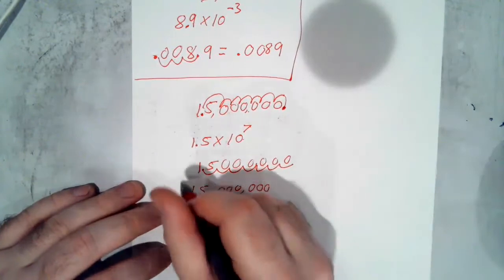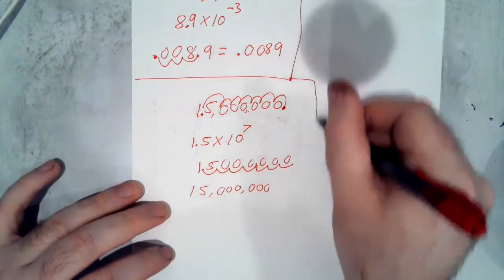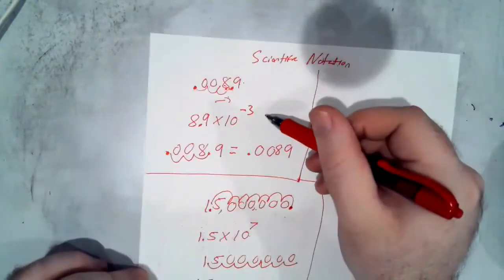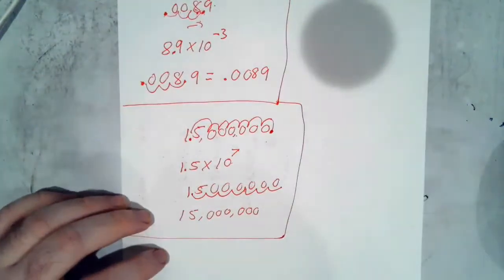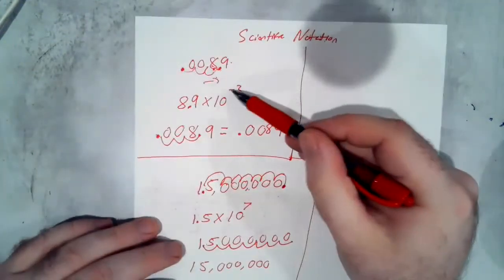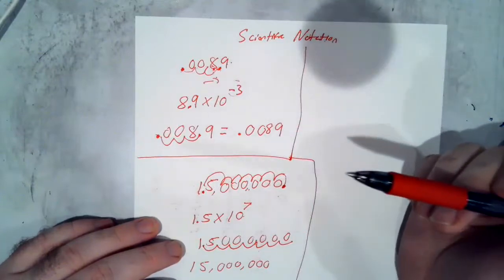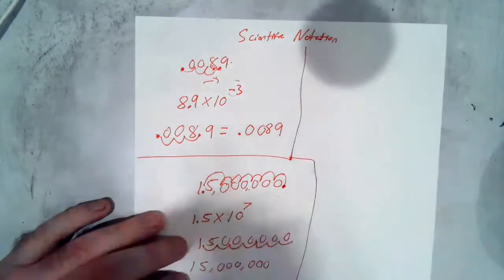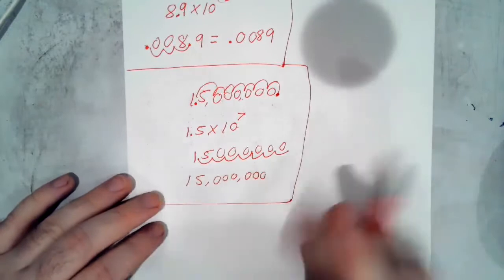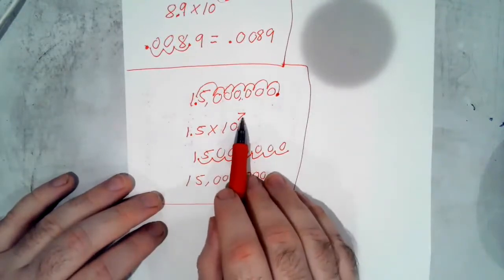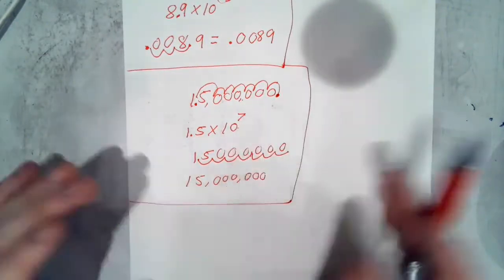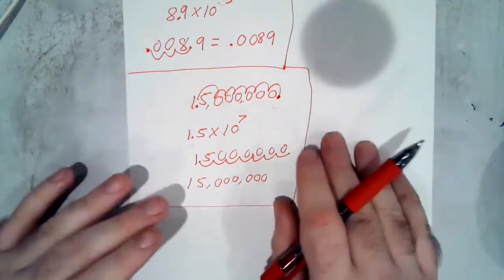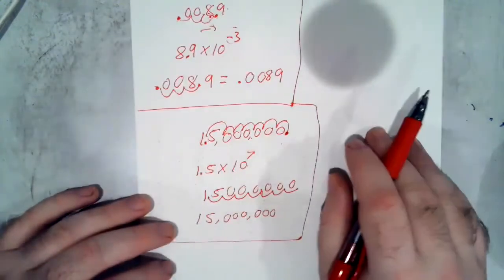There you go. So those are examples with small numbers and big numbers. And please remember, small numbers get negative exponents. Big numbers get positive exponents. That's one way to remember it. Now, which direction do you go? How do you know which direction to move the decimal?